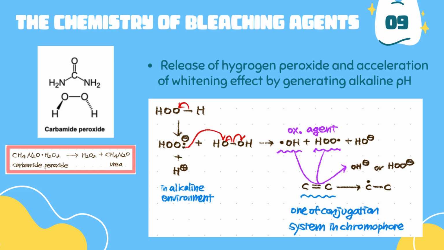In addition, urea increases the pH of the environment, creating an alkaline condition, which promotes the formation of more perhydroxyl ions. This boosts the oxidative breakdown of the stain while reducing enamel demineralization compared to acidic conditions.